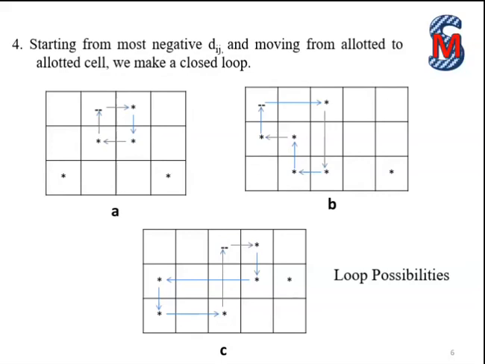Now in step 4, starting from the most negative Dij and moving from allotted to allotted cell, we make a closed loop. Following are the possibilities for the closed loop. Either we can get a closed loop in the form of a rectangle or a square as in figure A, or we could get it as in figure B, or in the most complicated case we could get a closed loop as in figure C. The loop will always start from the most negative Dij and will move from allotted to allotted cell using horizontal lines or vertical lines only, and then it will finally finish at the same most negative Dij cell from where we started the loop.